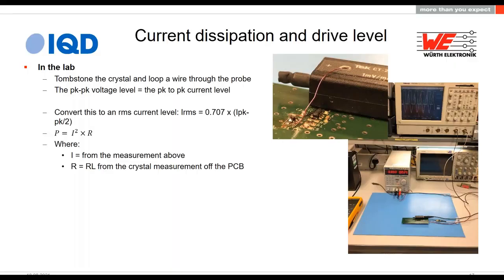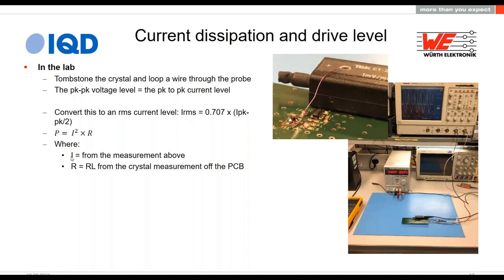Okay, so if you want to know the current draw or the current dissipation or the drive level of the crystal, what you're going to need to do is take the peak-to-peak voltage you've got here. You're going to need to divide that by 2 to make it a peak voltage, multiply it by 0.707 in order to get an RMS current level. And then you can use our Ohm's law that we've all known since we were at school.